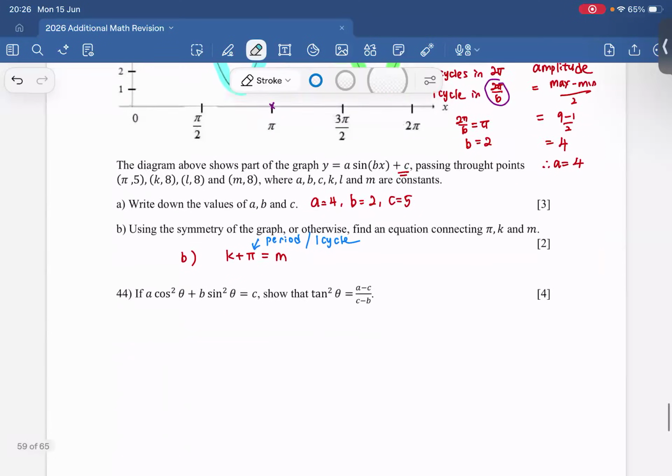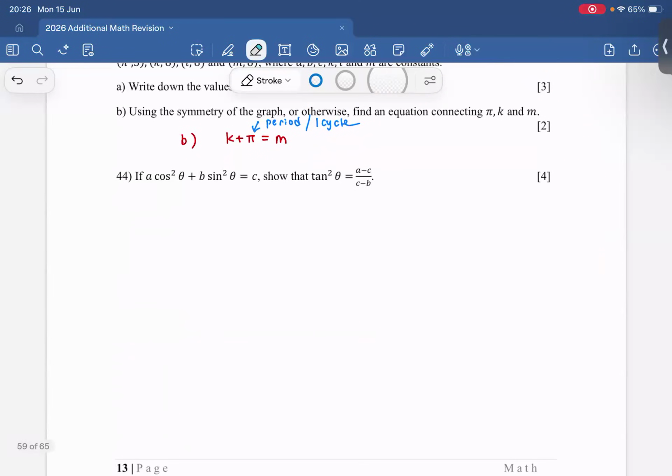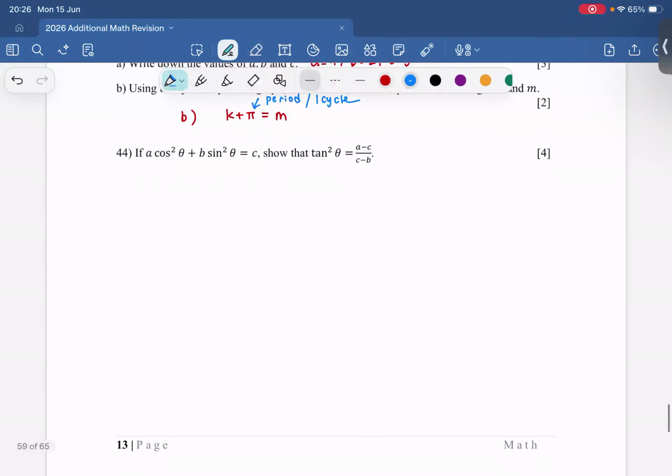Question 44. A cosine square theta plus B sine square theta equals C. Show that tangent square theta equals C. Sometimes when we do math, you have to try to force things out. So at the look of it, when I think of a question like that, the first thing that went through my mind is how can I make tangent square theta appear? And what is the easiest way to do that?